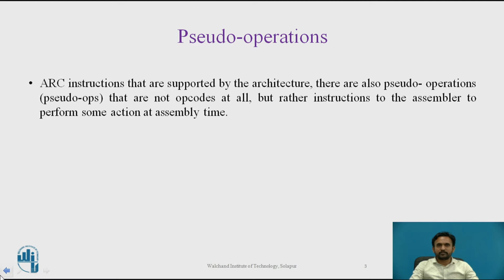Let us see pseudo operations. The ARC instructions are those supported by the architecture. There are also pseudo operations that are not opcodes at all, but rather instructions to the assembler to perform some action at assembly time. A list of pseudo operations and examples of their usage is discussed in this session, which are specific to a given machine.